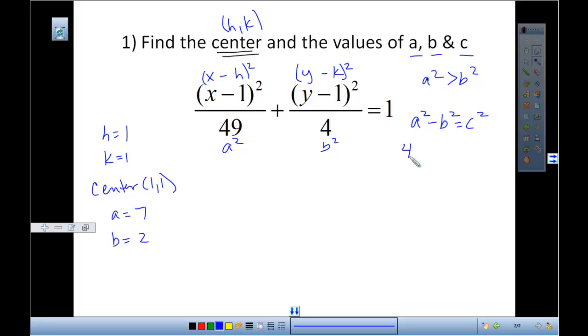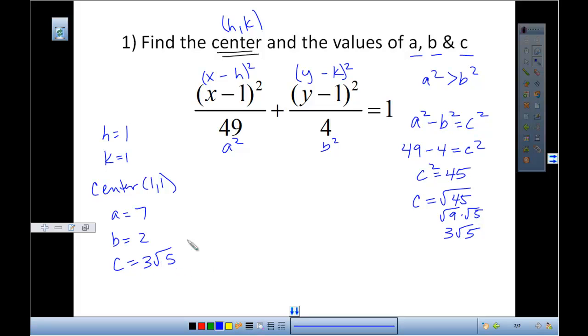So if A squared is 49 and B squared is 4, that tells us that C squared is going to have to simply be 45. And if we take the square root of that, that will give us the square root of 45, which we know simplifies into the square root of 9 times the square root of 5. So 3 square root of 5 would be our value for C. Using those values of A, B, and C, we could find our vertices, covertices, and foci.